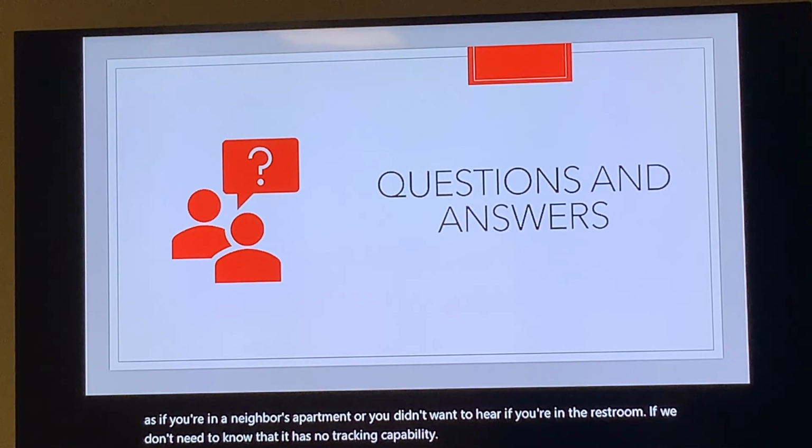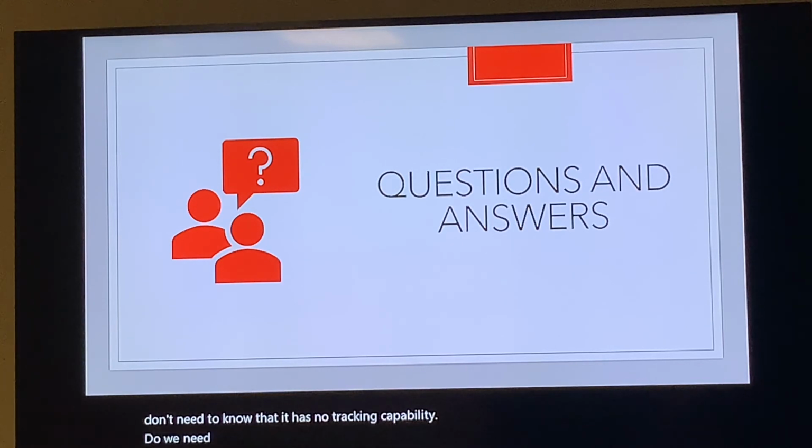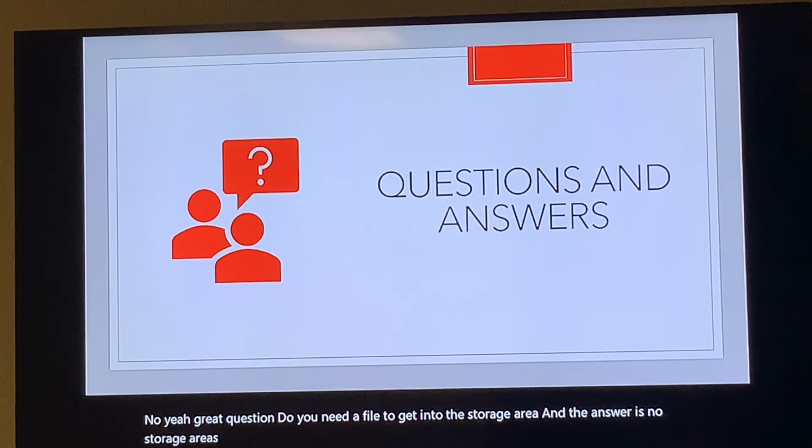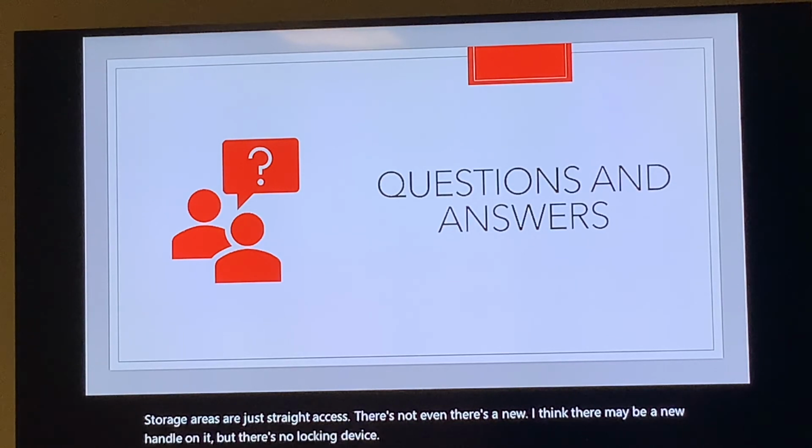Brent, do we need a fob to get into our storage areas? Great question. Do you need a fob to get into the storage area? And the answer is no. Storage areas are just straight access. I think there may be a new handle on it, but there's no locking device. And the laundry room, the same thing. None on the laundry rooms either.